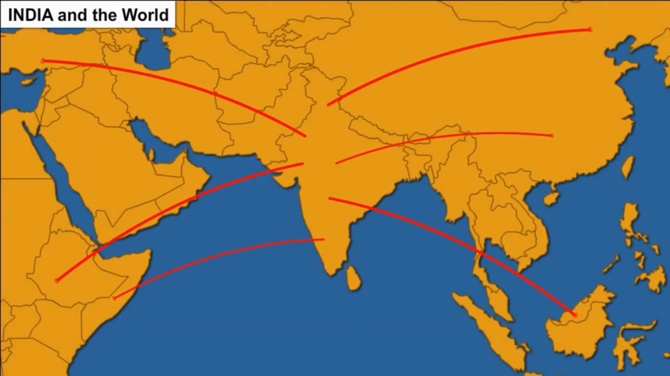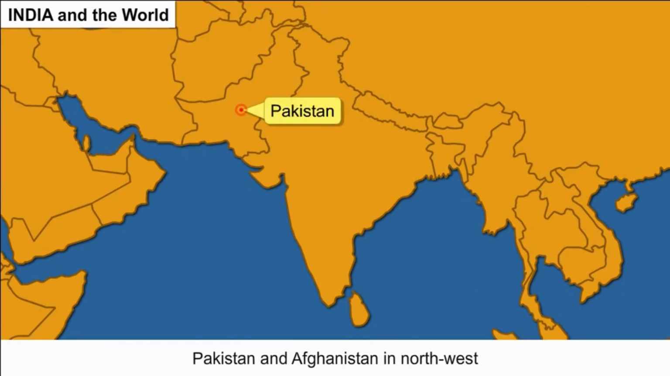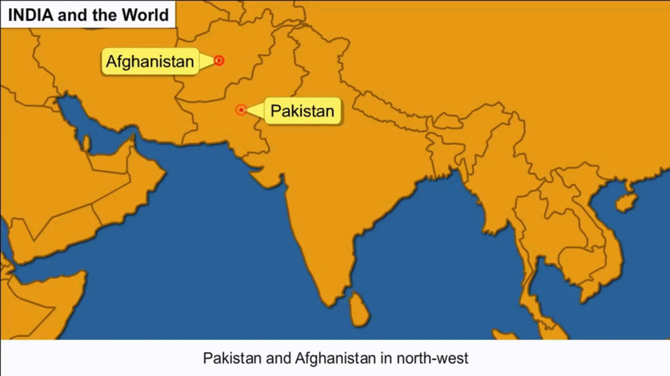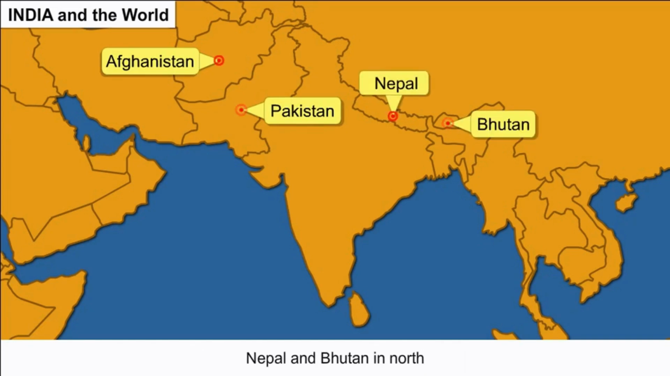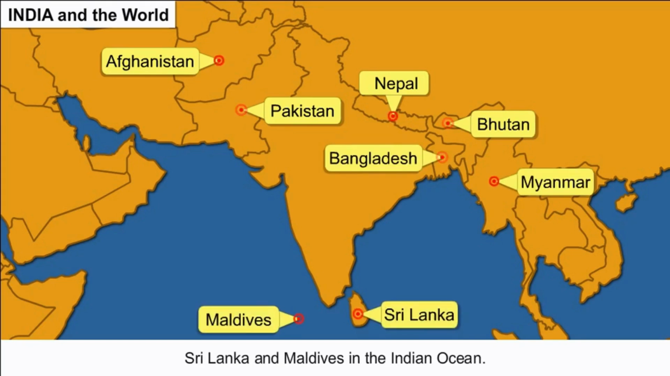India's neighbors. India is surrounded by 9 countries. It shares land boundaries with Pakistan and Afghanistan in the northwest. Nepal and Bhutan are its neighbors in the north. Bangladesh and Myanmar share the borders in the east. Sri Lanka and Maldives, 2 island nations, are India's southern neighbors in the Indian Ocean.